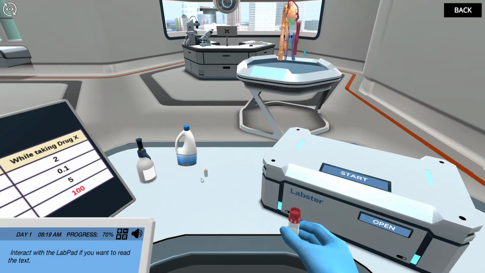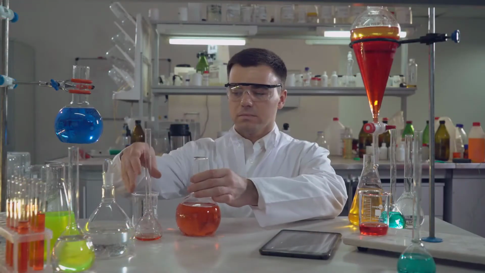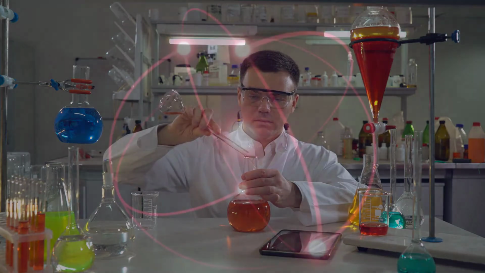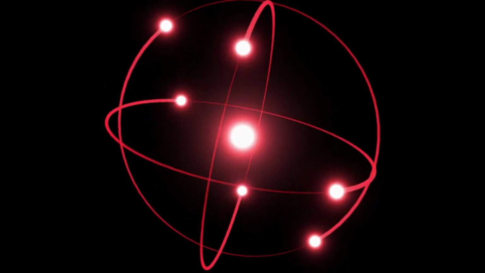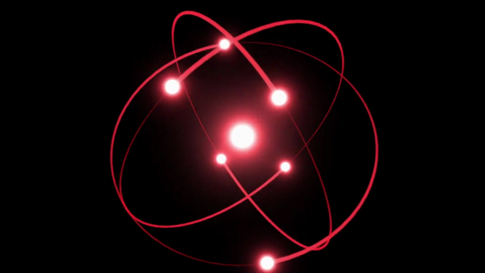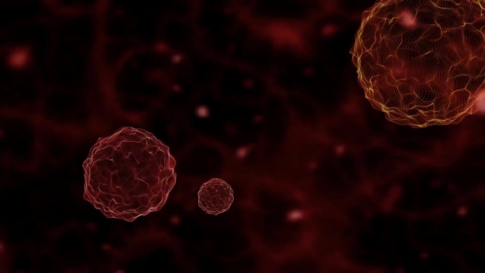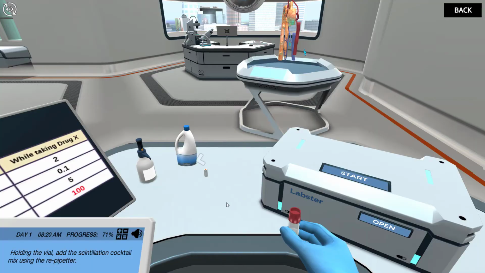To measure radioactivity, we first need to mix our perfusate with a scintillation cocktail, which includes scintillator molecules. The radioactivity emitted by the methoxyinulin in the perfusate will excite those scintillators, which will in turn re-emit photons we can detect. Holding the vial, add the scintillation cocktail mix.